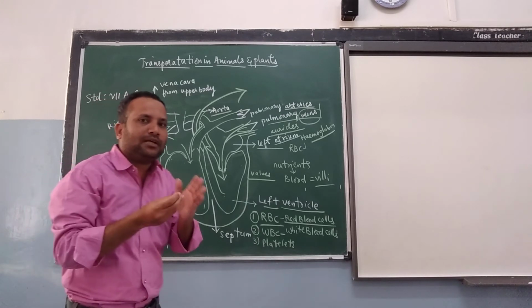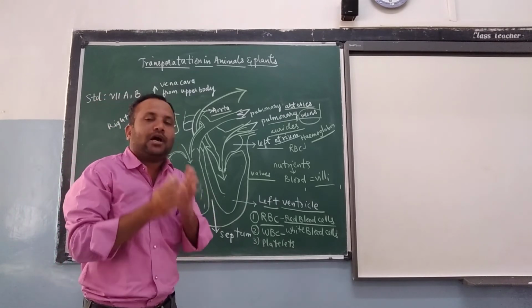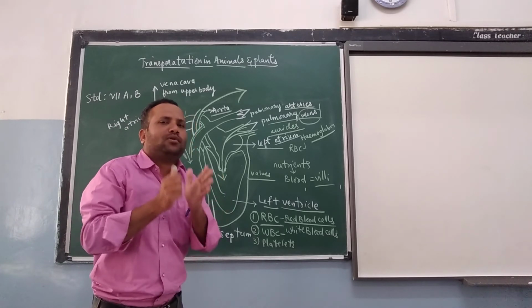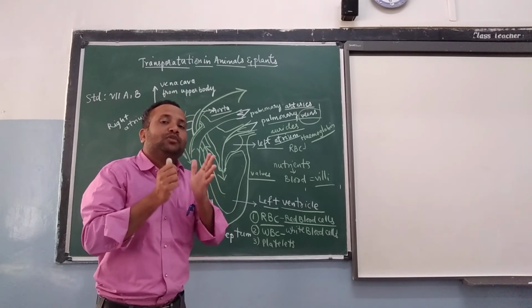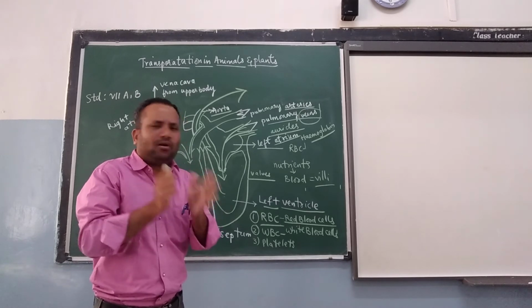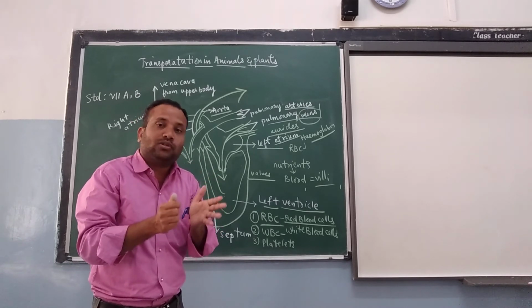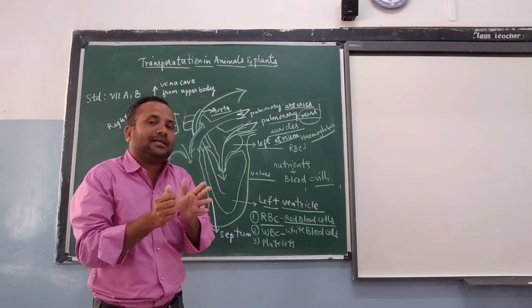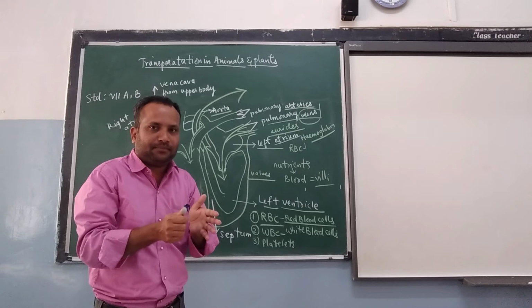This aorta is the one which is going to supply oxygen rich blood to different parts of our body. That means it is going to go to all the cells of our body. So, children, all the cells will get the oxygen rich blood.